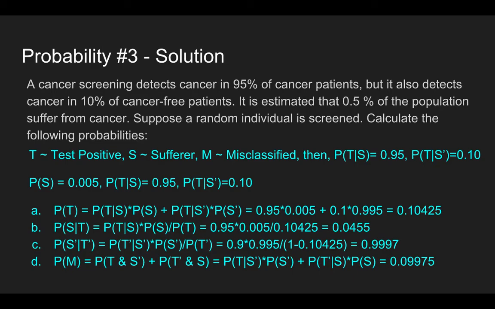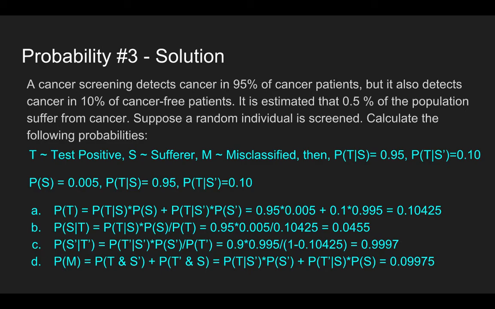So in your question, you're given probability of T given S. That is, if you're a sufferer, the probability that you test positive is 0.95. If you're not a sufferer, the probability of testing positive is 0.1. The probability of you actually having cancer is 0.005. So these are what you can infer from the question.